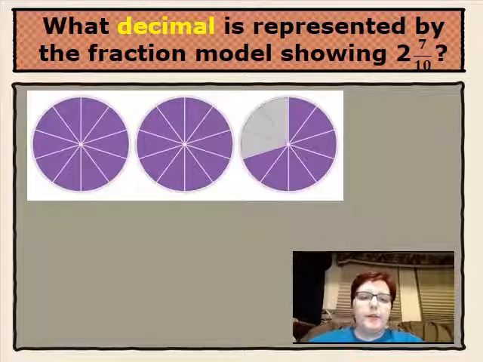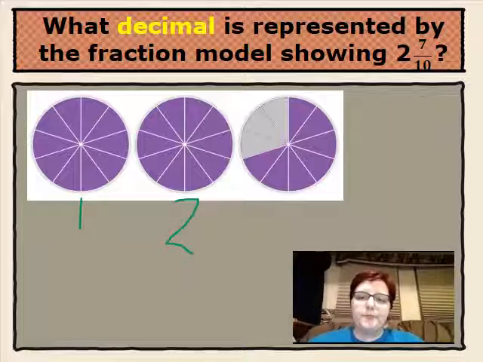We know that if the complete circle is completely shaded in, then that means it is a whole. So we have one whole and two wholes. So we know that our whole number is 2.